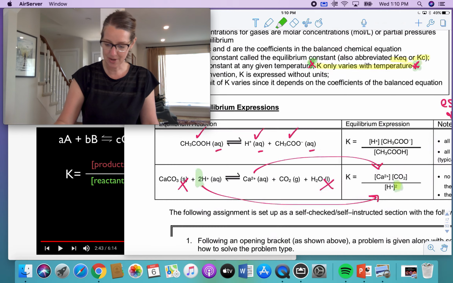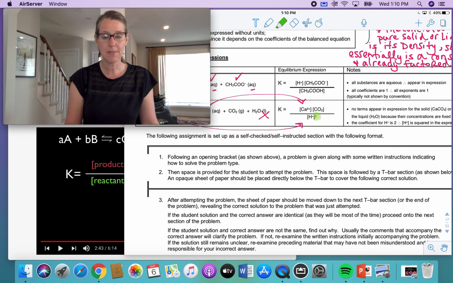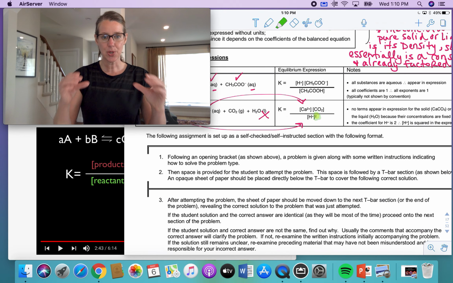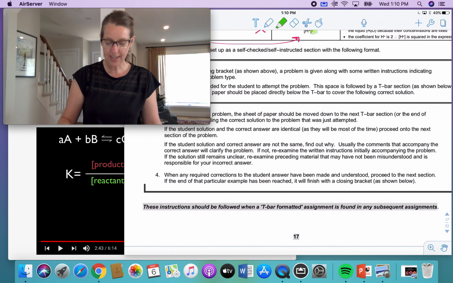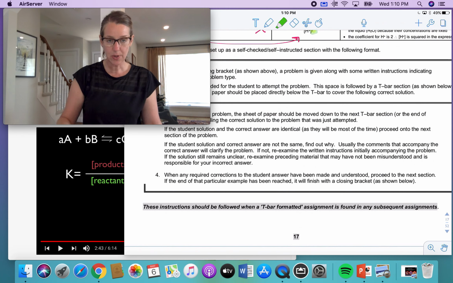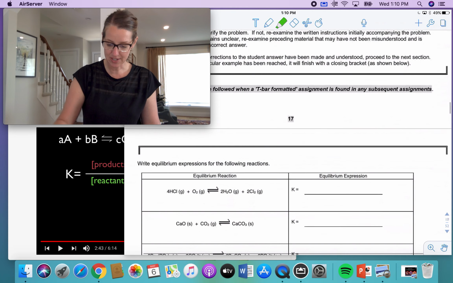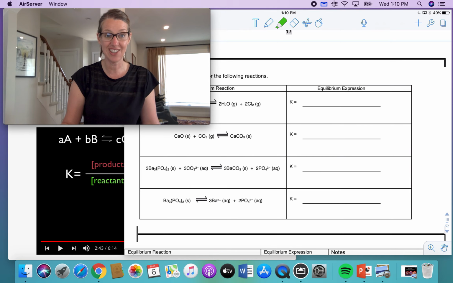Okay, here we go. I want to show you how these notes were set up to be self-learning and self-checked, in that all the answers are right here. You've got a question, and then the answers with a little T bar are right underneath it. So it gives you some space for you to solve the question, and then it gives you what the answer is. Let me show you on page number 18. This is why you don't need to print out all the pages. Just do a couple of these and then you'll get it, all right?